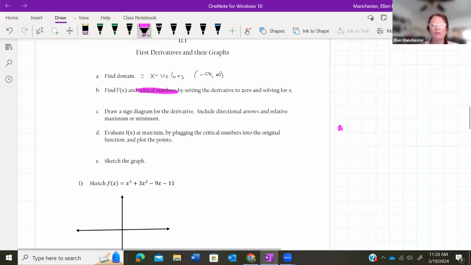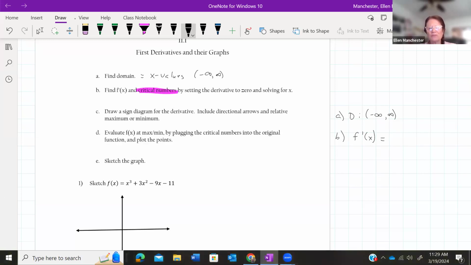So our first thing, and I'm going to constantly bring you back to the domain. And this is only because I don't want you to forget about it when we're getting into the word problems. So our domain is negative infinity to positive infinity because we're dealing with polynomials, all right? Then we're going to find the derivative, right? And this is the easy part.